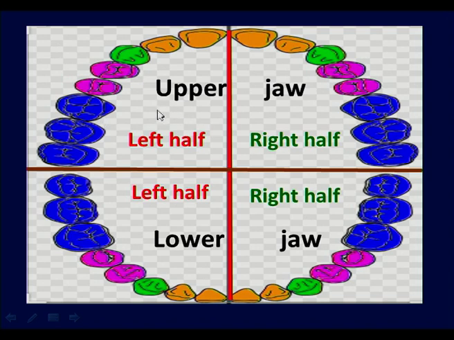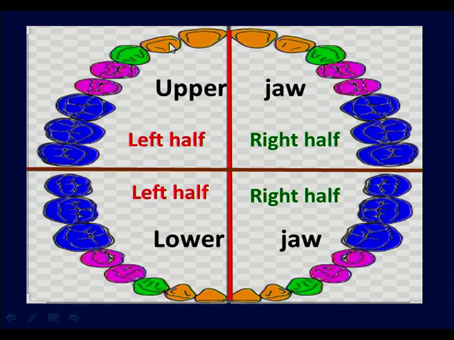Students, this picture shows the arrangement of different types of teeth in our mouth. Let us know them. This horizontal line indicates the partition between the upper jaw and the lower jaw, whereas this vertical line indicates the partition between the half of one jaw and the other half of the upper jaw. Let us see the arrangement of teeth in each half of the upper jaw.